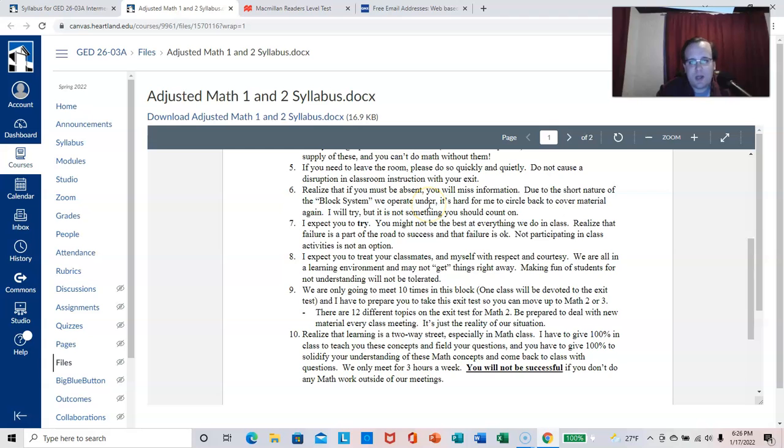Due to the short nature of the block system, we kind of expanded it a little bit. We only have 3 blocks this semester, so it's a little longer. It's hard for me to circle back to cover material. Again, I will try. It's not something at all that you should count on happening, though. I expect you to try, and this is a big one. And this is one where I constantly have to encourage students. You might not be the best at everything we do in class. That's fine. Realize failure is a part of the road to success. Failure is okay.